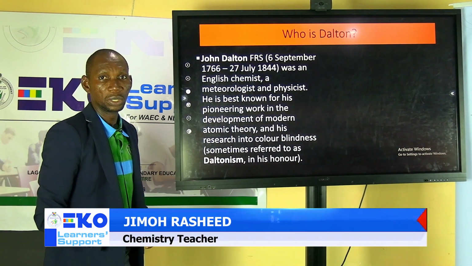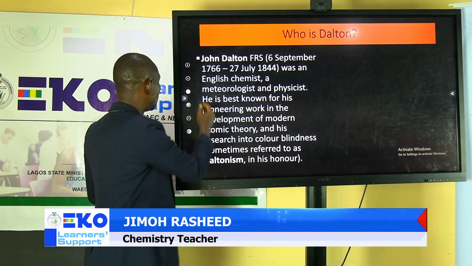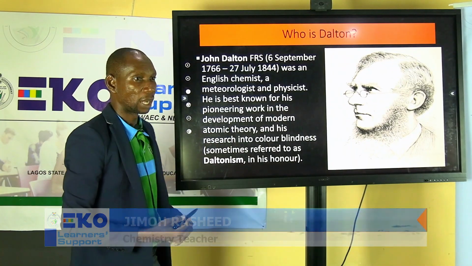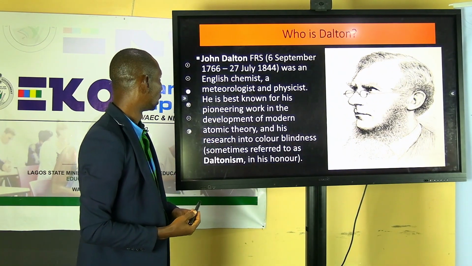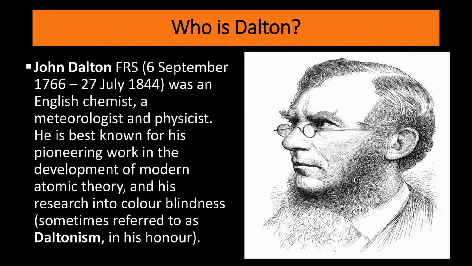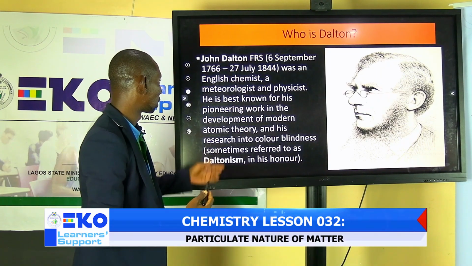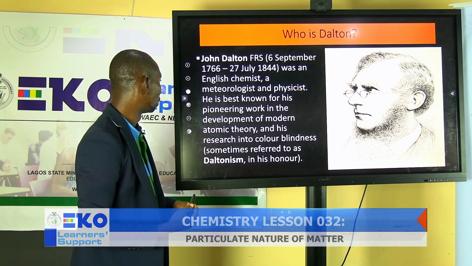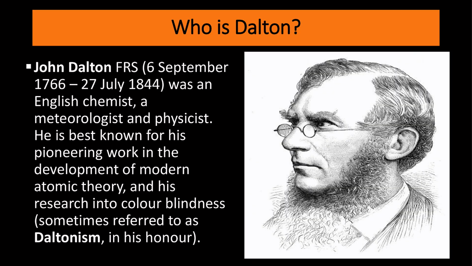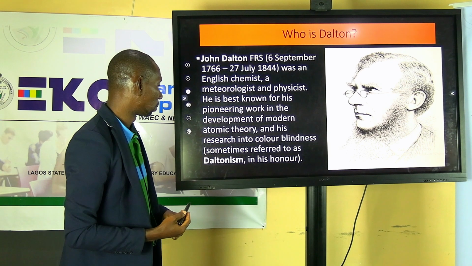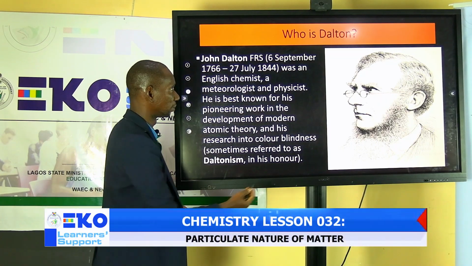So the question is, who is Dalton? Okay, and this is the profile of that great man. He was born in 1766, and is an English chemist, a meteorologist, and a physicist. You can imagine having so much responsibility. He's best known for his pioneering work in the development of modern atomic theory and his research into color blindness, which is sometimes referred to as Daltonism.